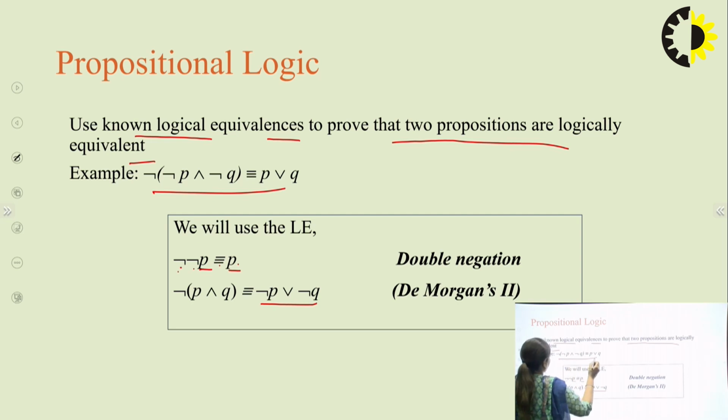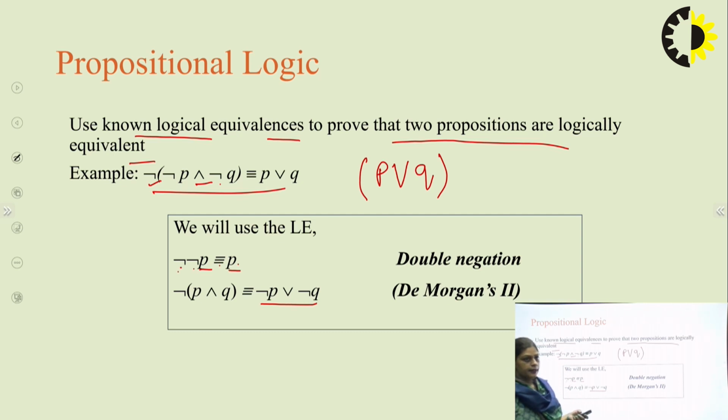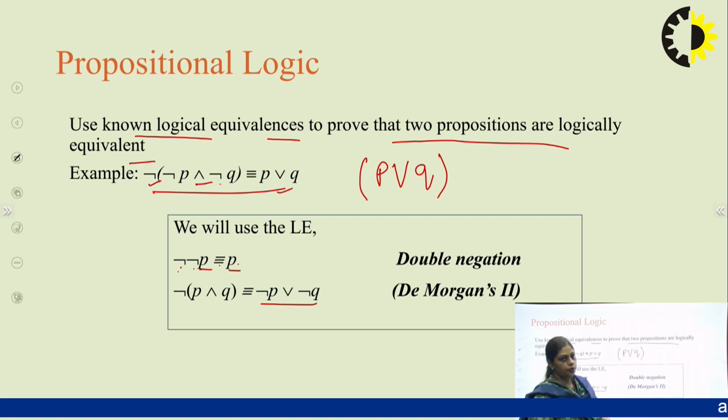Now we can also do it like this. First open the bracket of this. Negation of negation of P is P. This AND symbol will become OR. With De Morgan's law, we can prove this. We can directly apply it. Sometimes if it is a little complex expression, then you can always use a truth table for that.